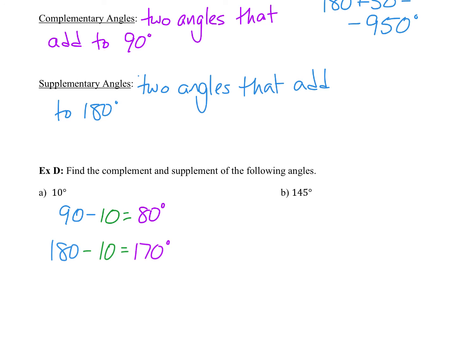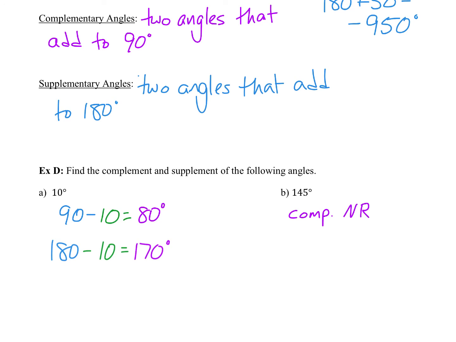Nothing too crazy on that. So we got a complement and supplement. But for B here, 145, can 145 have a complement? No. So for the complement, there is none. So you can say NR for not relevant, or no, whatever.